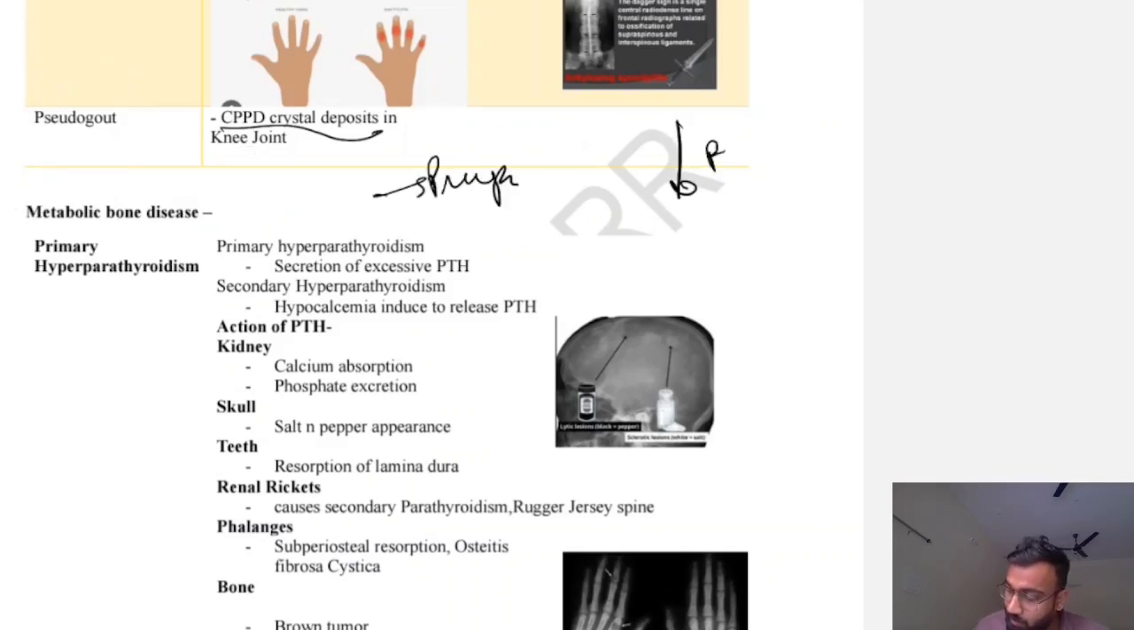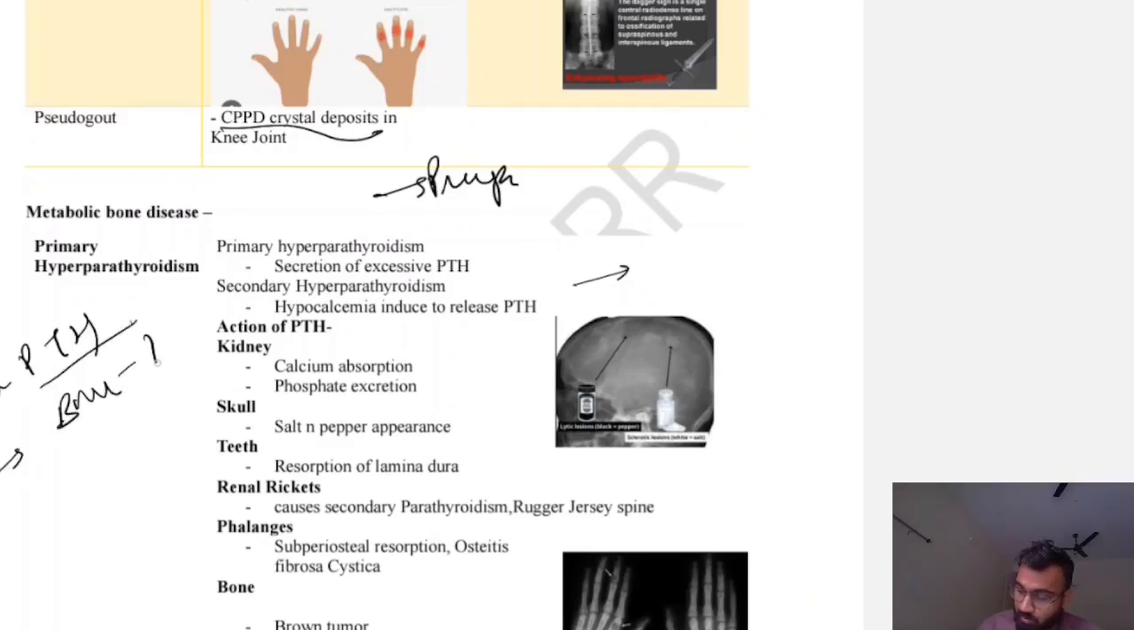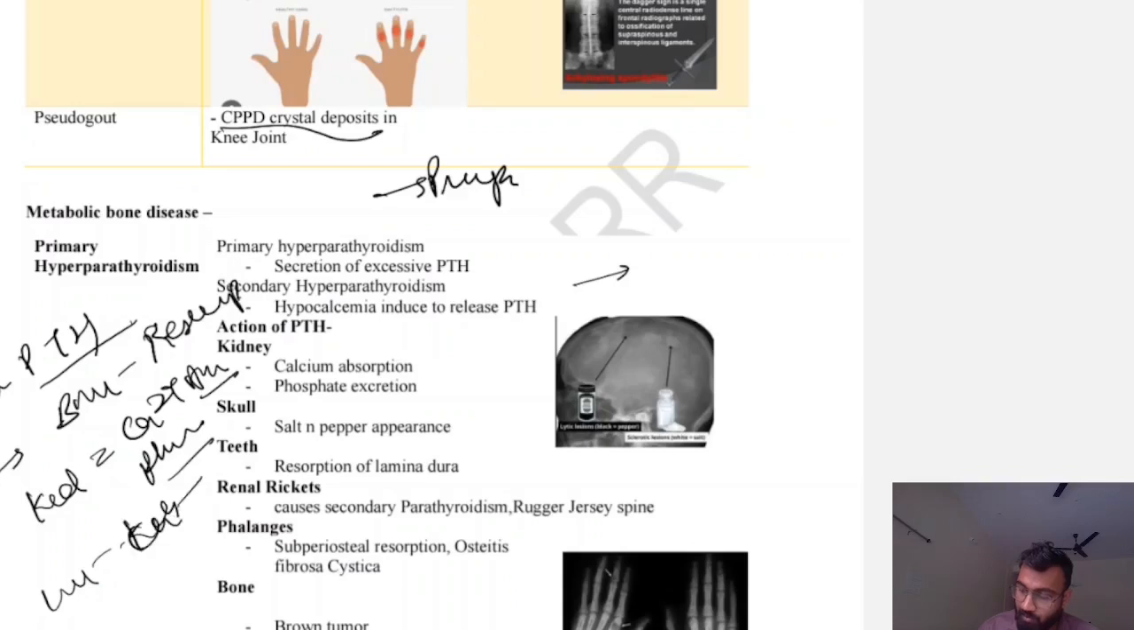So PTH is released from parathyroid, which maintains the level of calcium in blood. So what is the action of PTH at various levels? In bone, it causes bone resorption. At kidney, it causes calcium absorption and phosphate excretion. Okay, at intestine, it causes calcium absorption and phosphate absorption.